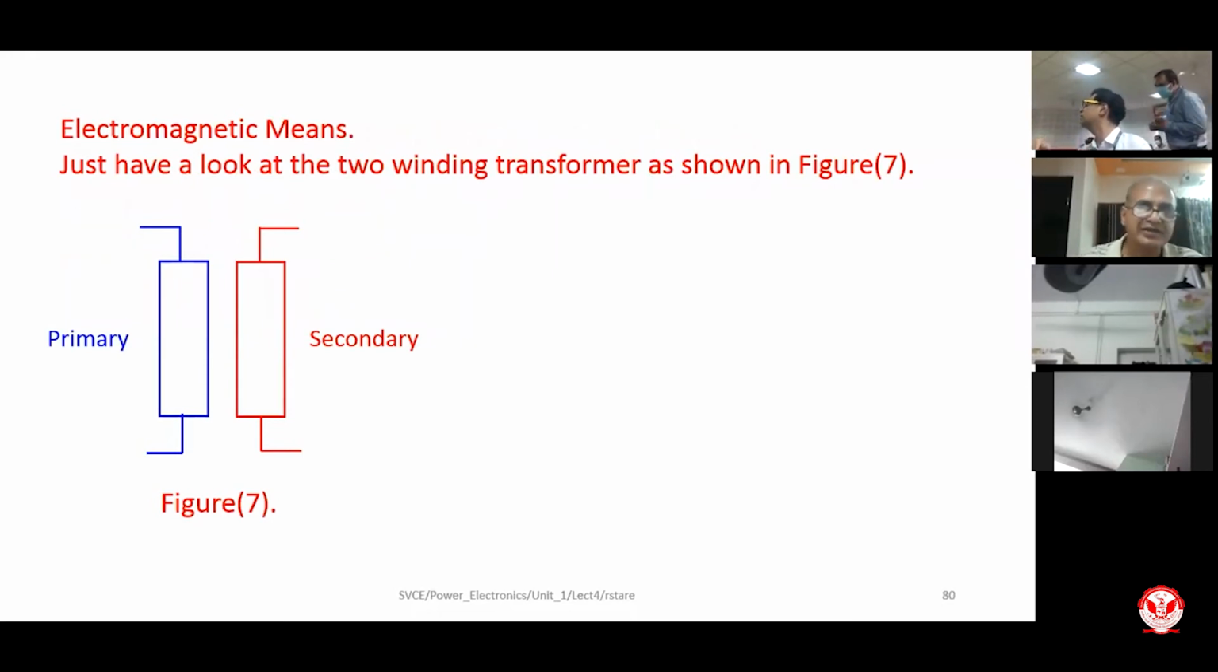To understand the electromagnetic isolation, let's consider a two-winding transformer. The blue winding I'm showing is the primary winding, which is fed with energy. The secondary winding is where I will get the energy. We all know very well the efficiency is almost 98%. So whatever energy I am putting in primary, almost the same energy is coming out.